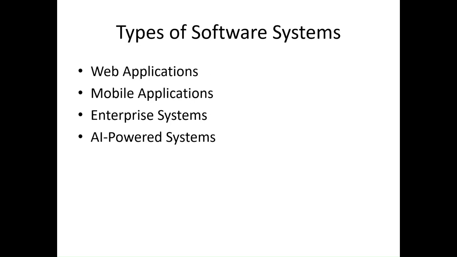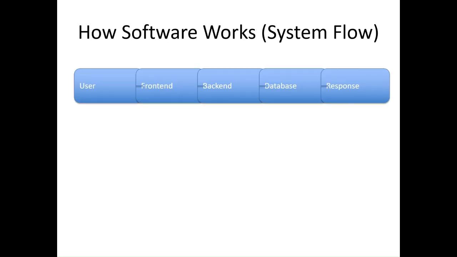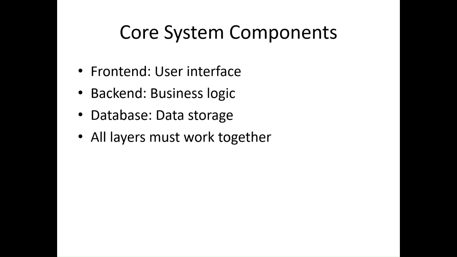Now, types of software systems. We have web applications, mobile applications, enterprise systems, and then AI powered systems. All right, so here's the flow. A user interacts with the front end. Everything you see in the application is called the front end, but the front end is supported by a back end structure that actually holds everything in place. Then there's the database that stores all the data, which provides the response.